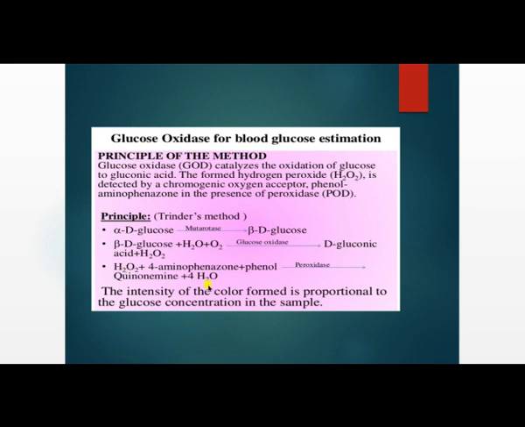The latter oxidizes phenol, which combines with the 4-aminophenazone compound and forms a red colored complex. So the color is red. The intensity of the red color complex is proportional to the concentration of glucose in the specimen or sample. So the red color intensity is directly proportional to the blood glucose concentration in a specimen or sample.